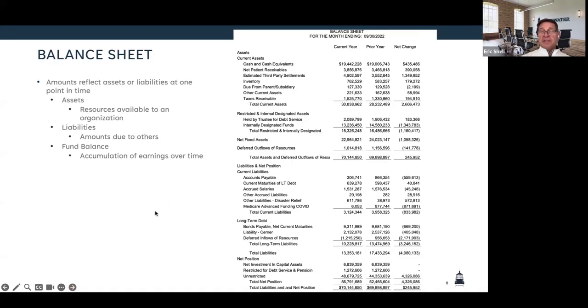We then talked about the balance sheet. The balance sheet is what you have available to spend, resources available, which are assets; liabilities, which are amounts you owe to others; and then the fund balance or accumulated earnings over time. It's at one date and time. So for this hospital, it's as of September 30th, a specific date, they've got $19 million of cash and cash equivalents on hand. They have accounts receivable.